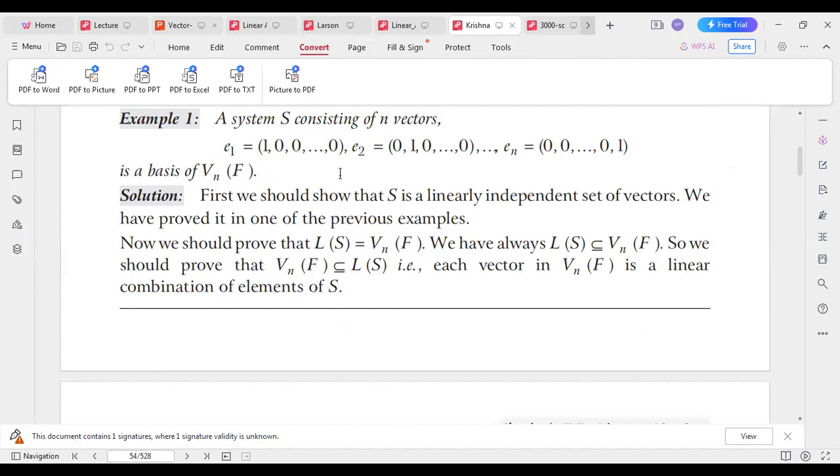So we can prove this result. First, we should show that S is a linearly independent set of vectors. We have proved it in one of the previous examples. So now we should prove that the linear combinations span Rn. We have that the basis vectors are a subset of Rn. So we should prove that Rn is a subset of the span of S. Each vector in Rn is a linear combination of elements.